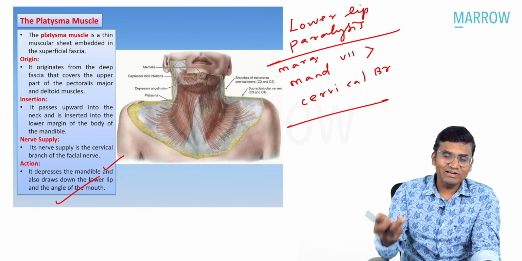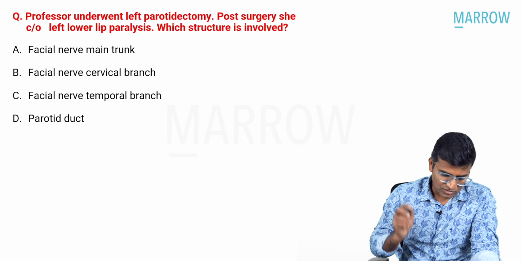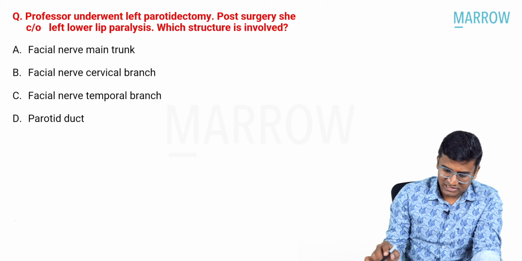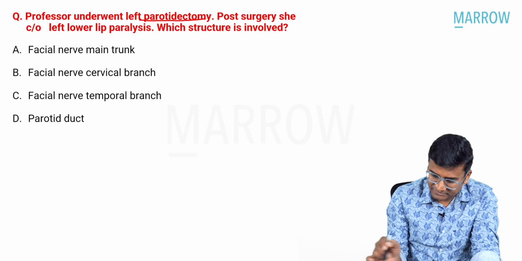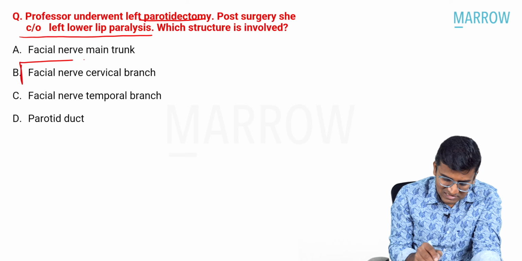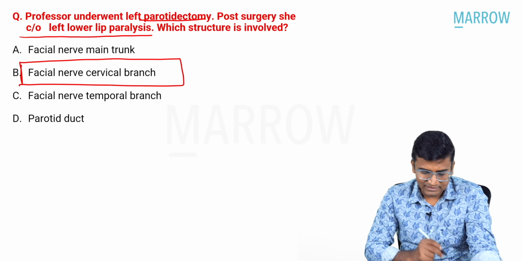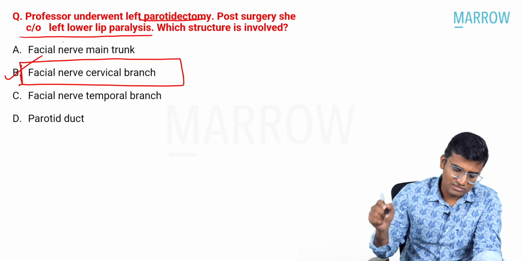Marginal mandibular is not given, then you can go for cervical branch of facial nerve. Okay, right. So what is the answer for this question? Patient underwent parotidectomy and lower lip palsy. Which structure is involved? Marginal mandibular. That is not given, then go for cervical branch. Okay, right. So B is the answer for this question.